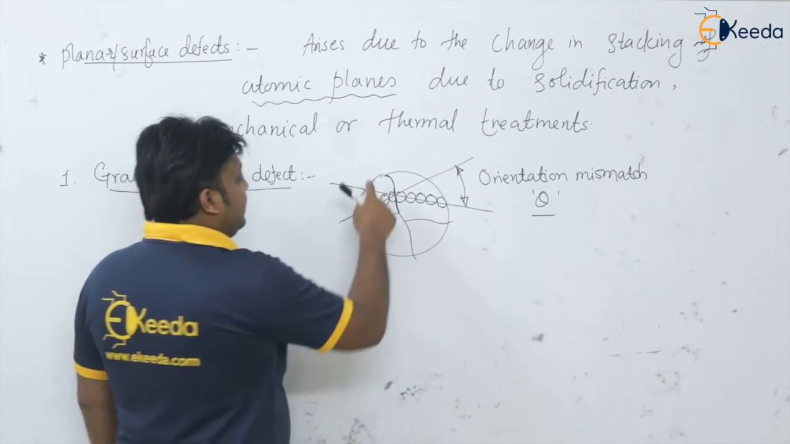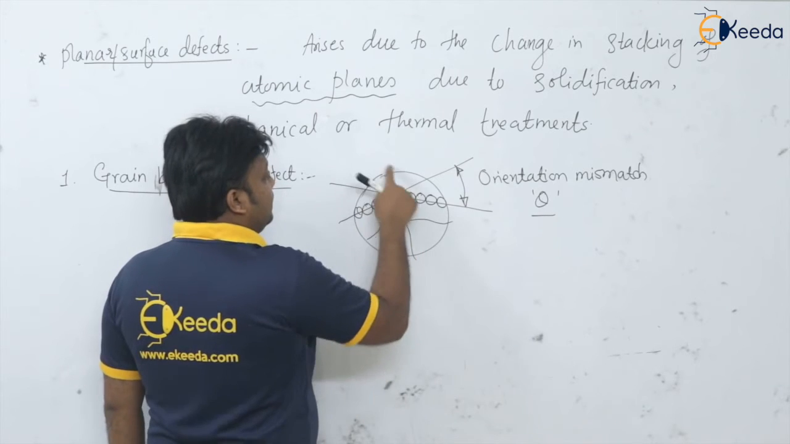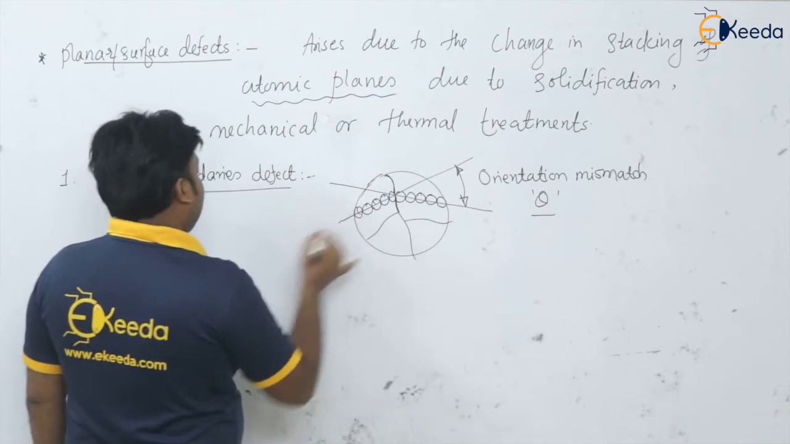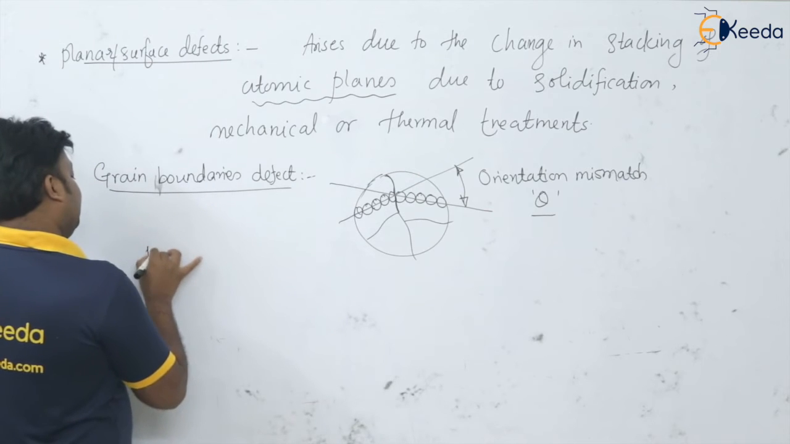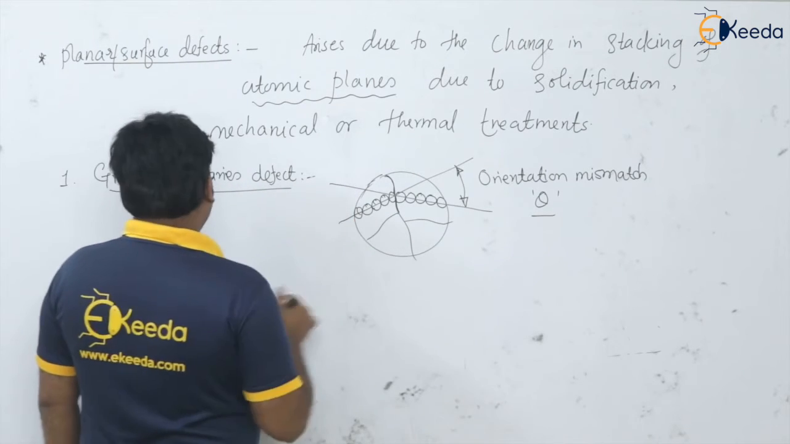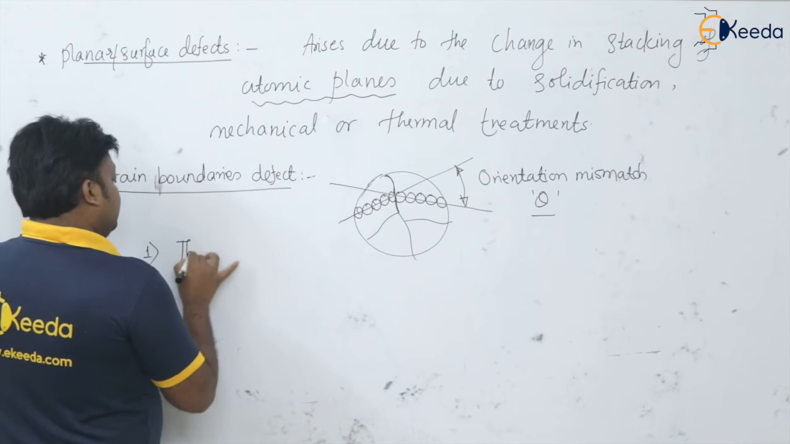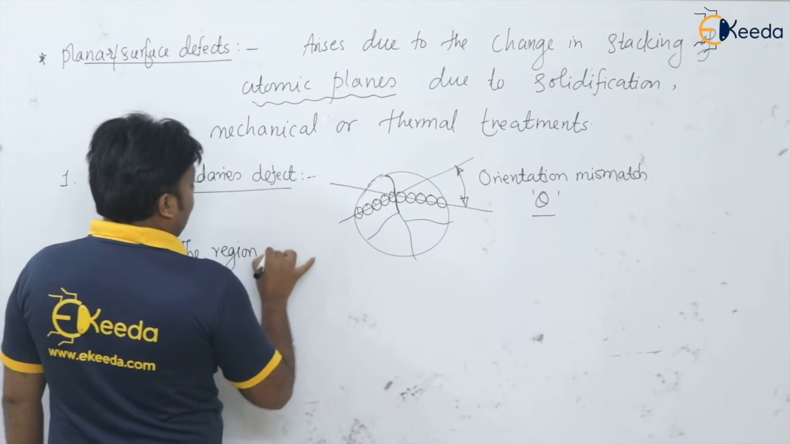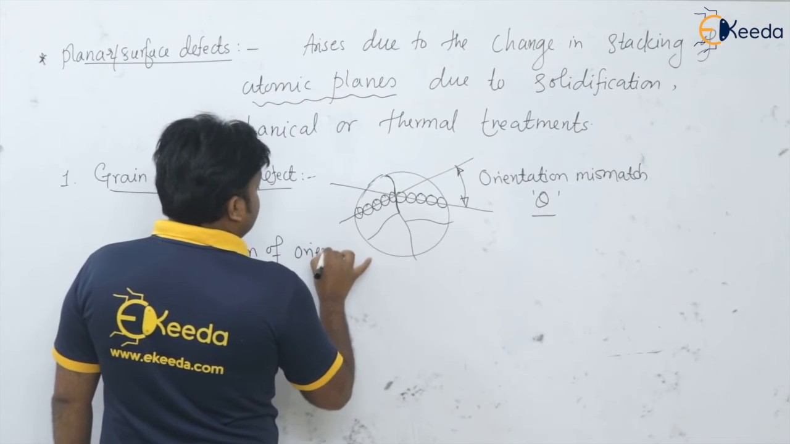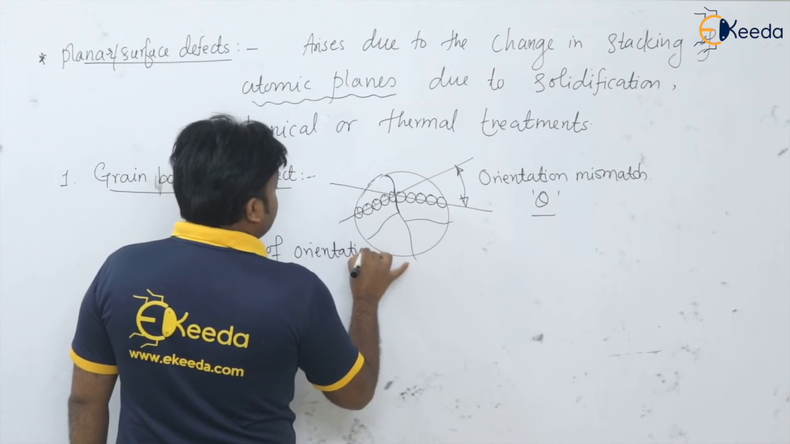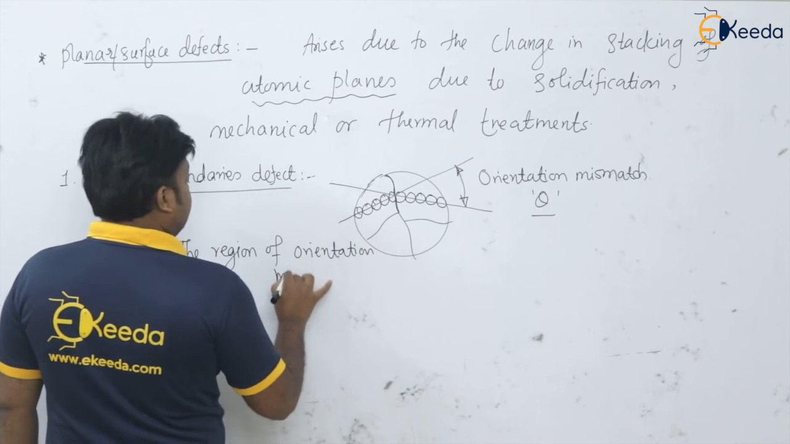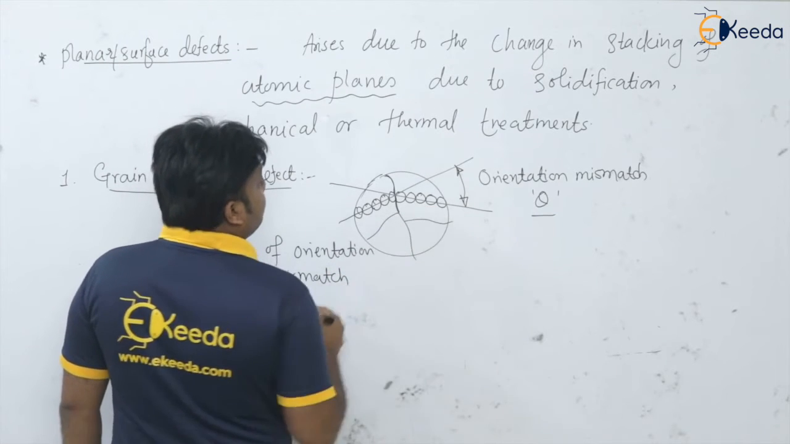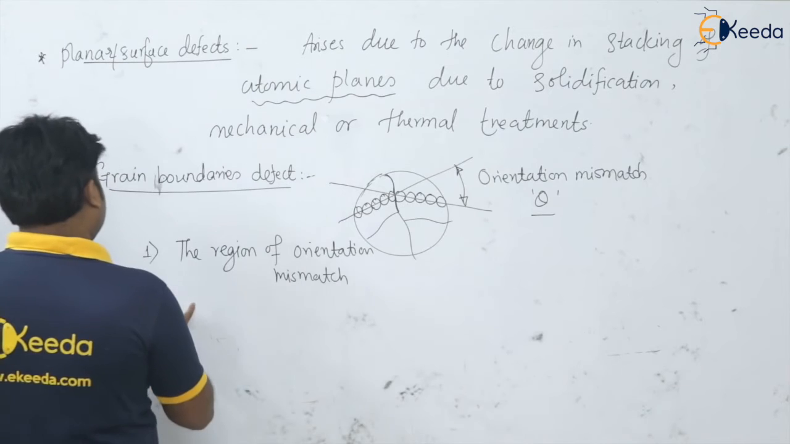Now the region of orientation mismatch is known as the grain boundary. What are the grain boundary actually? So I can write for the grain boundary क्या क्या है? So it is the region of orientation mismatch, isn't it? And theta is the angle of this orientation mismatch.